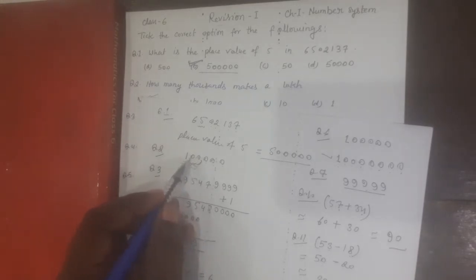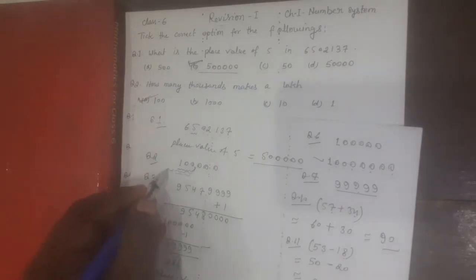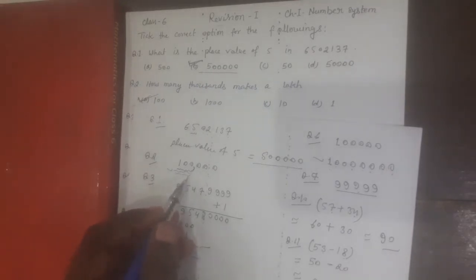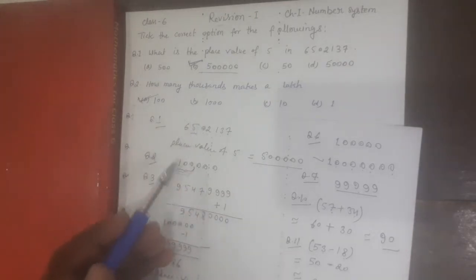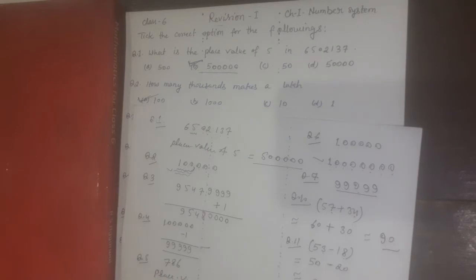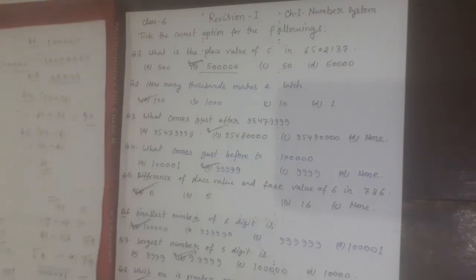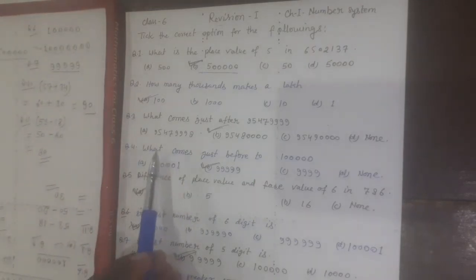100,000 makes 1 lakh. Okay, if you will read this number in international number system, you will read 100,000. Okay, and if you will read this in Indian number system, then you will read 1 lakh. So 1 lakh is nothing, it's 100,000. Okay, if you will read it in international number system, you will read it 100,000. Okay, moving to the next. Now let's see the question number 3.